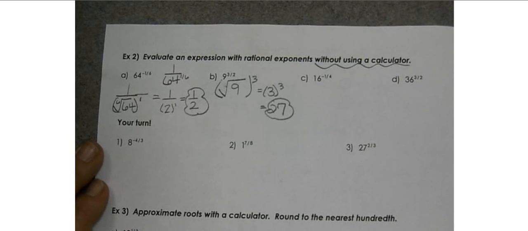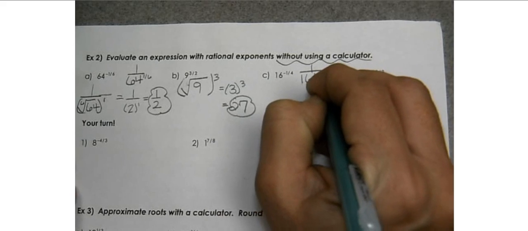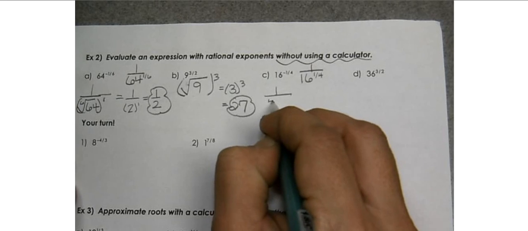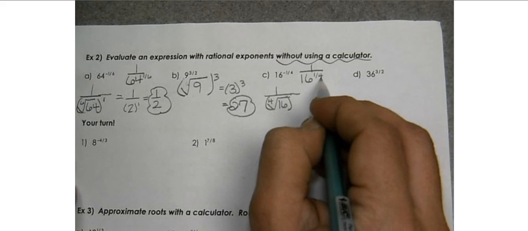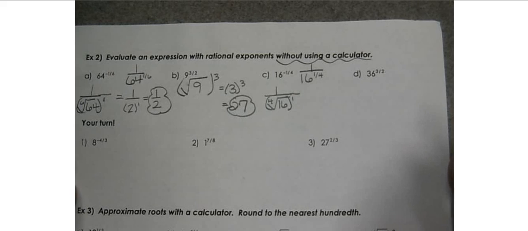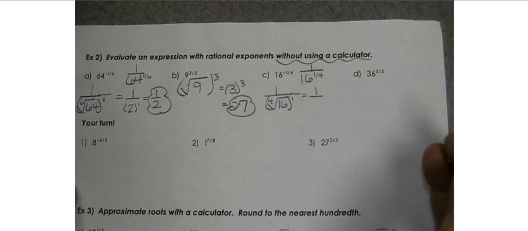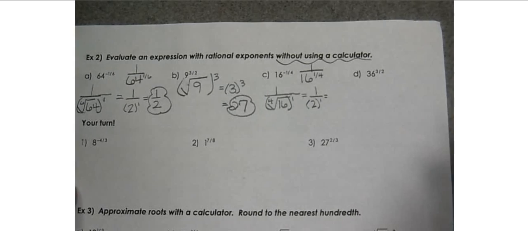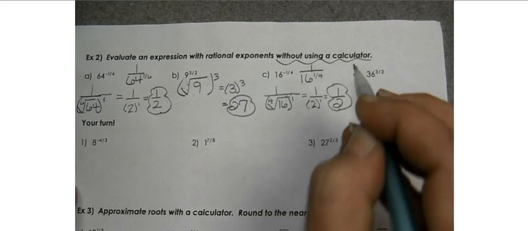16 to the negative 1/4. I would start by thinking about that as 1 over 16 to the positive 1/4. Then I would think about it as 1 over the 4th root of 16. Since 4 is my denominator of the exponent, that's going to be the index of my radical. So the 4th root of 16 to the first goes in the denominator. The 4th root of 16, using my chart, is 2. And then again, 2 to the first power is just 2, so my final answer is 1/2.